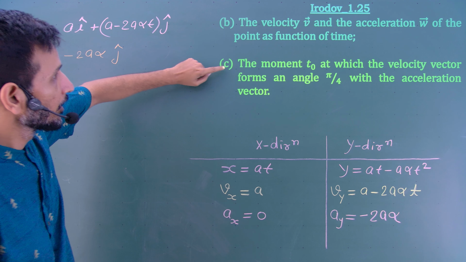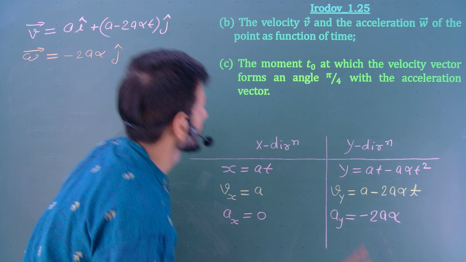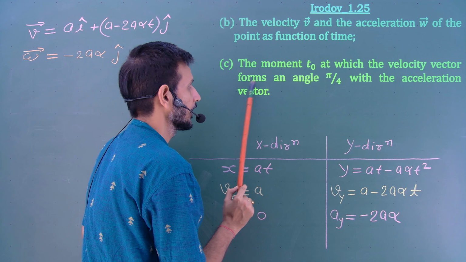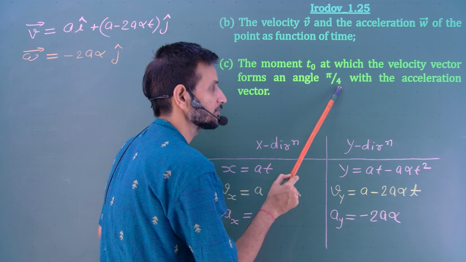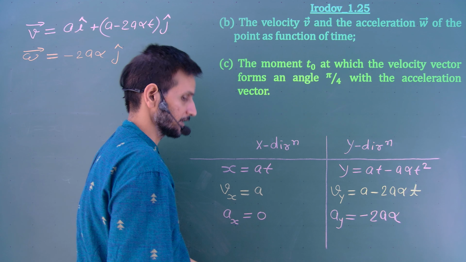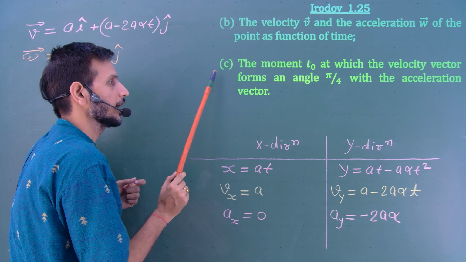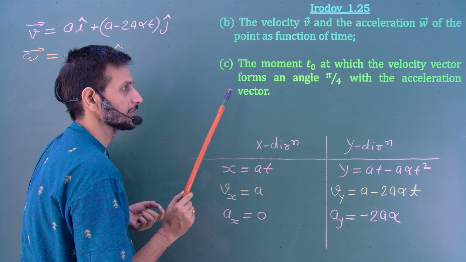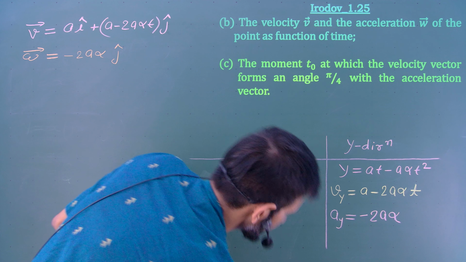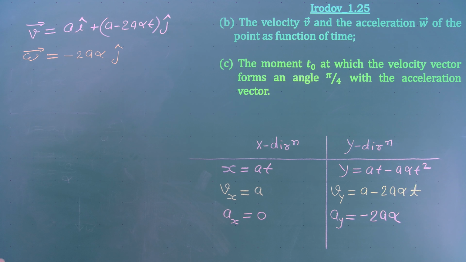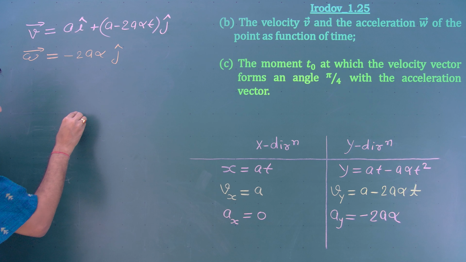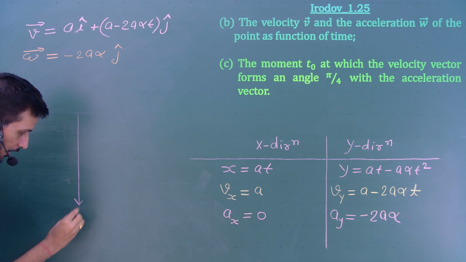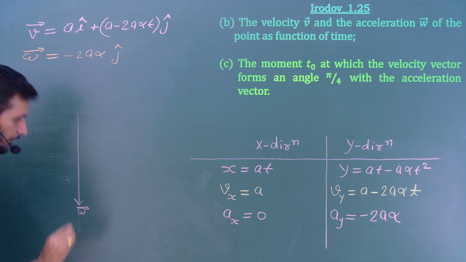Part C. The moment t naught at which the velocity vector forms an angle pi by 4, meaning 45 degrees, with the acceleration vector. So in part C, we have to calculate the time when the angle between the velocity vector and the acceleration vector is 45 degrees. How to find it? Let me start. First, the direction of the acceleration vector is vertically downward.